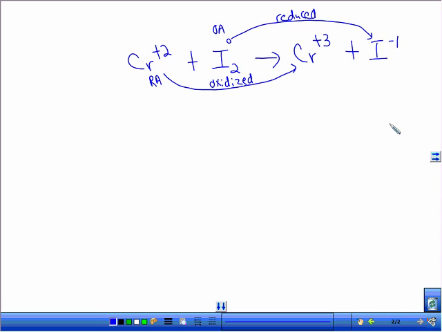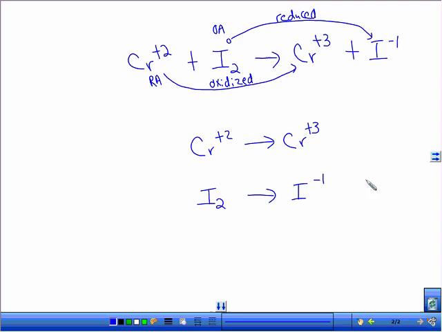So one of the easiest ways to do that is to break into what we call half reactions. A half reaction would be take each half, the reduction half and the oxidation half, and look at them just one at a time. So we're going to look at Cr2+ going to Cr3+. And then we're going to look at I2 going to I-1. So we're breaking them into half reactions.